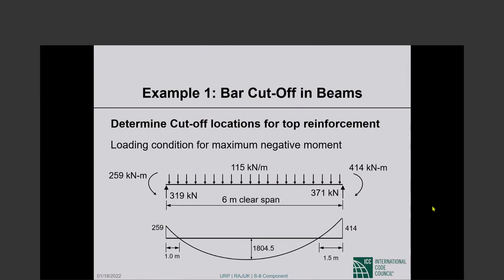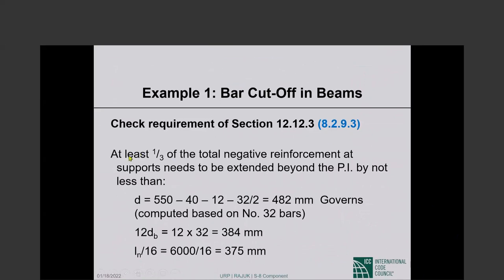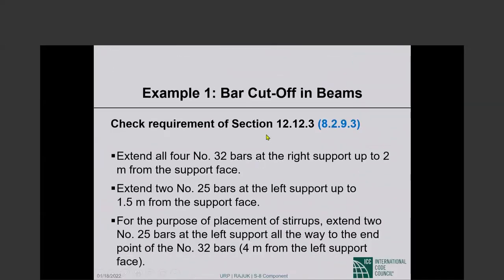Now, at least 1/3 of the total negative reinforcement at supports needs to be extended beyond the point of inflection by not less than D or 12 bar diameters, or L sub N over 16 top bars, remember compression bars. So D, 12 bar diameters or L sub N over 16. So check requirement, so extend all 4 number 32 bars at right support up to 2 meters from the support face.